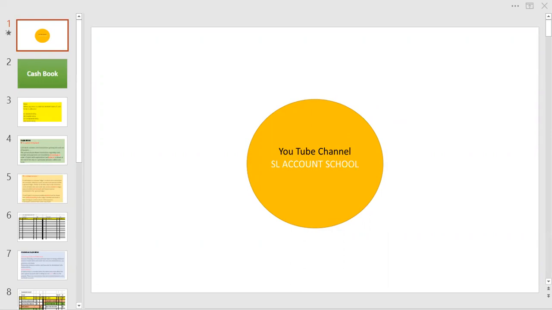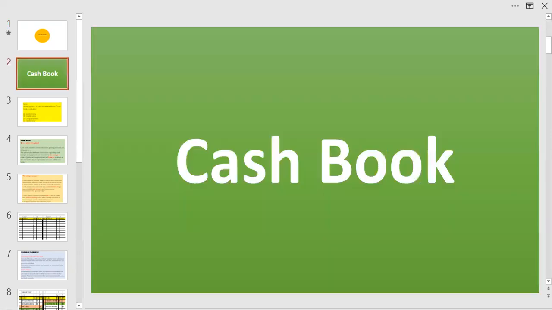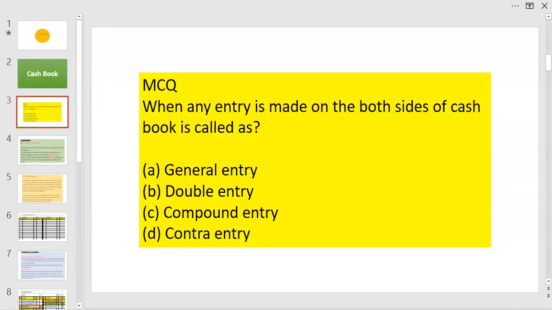Today's topic is cash book. Let's begin with a question. When any entry is made on both sides of the cash book, it is called: general entry, double entry, compound entry, or contra entry. One of the answers will have to be chosen. Let's move on to the subject.